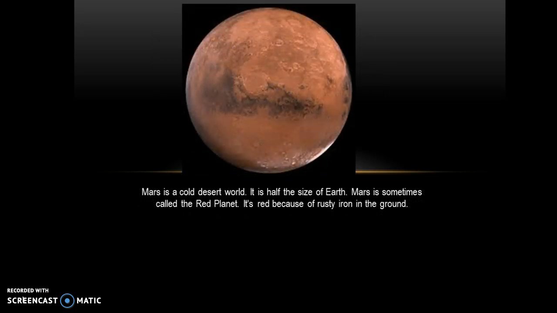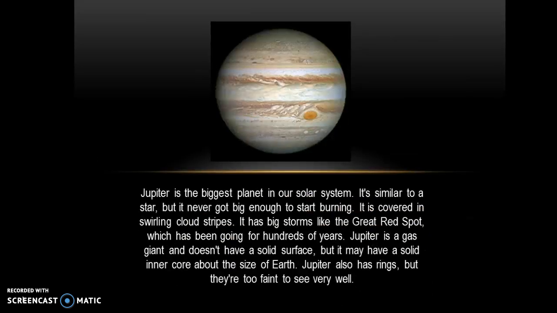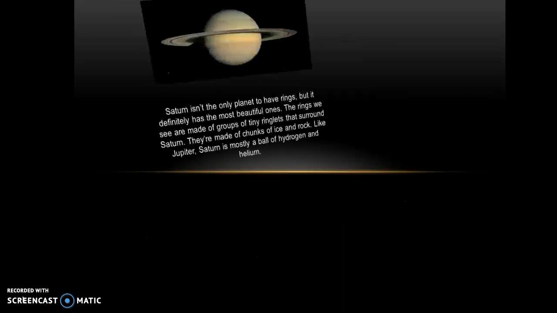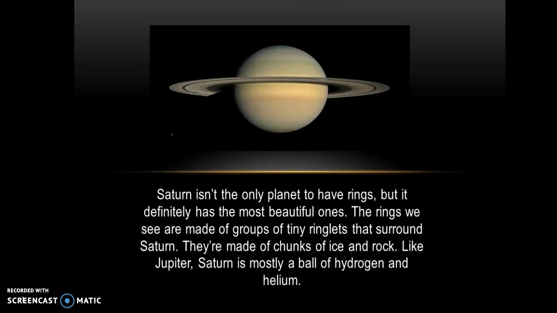Fourth would be Mars, and it would talk about how it is a cold desert world, how it is half the size of Earth, and Mars is sometimes called the red planet. Next, it would talk about Jupiter and how it is the biggest planet in our solar system. Following Jupiter would be Saturn.